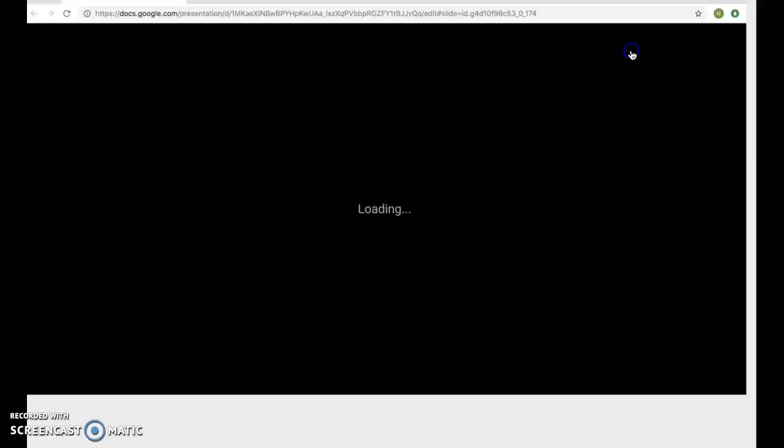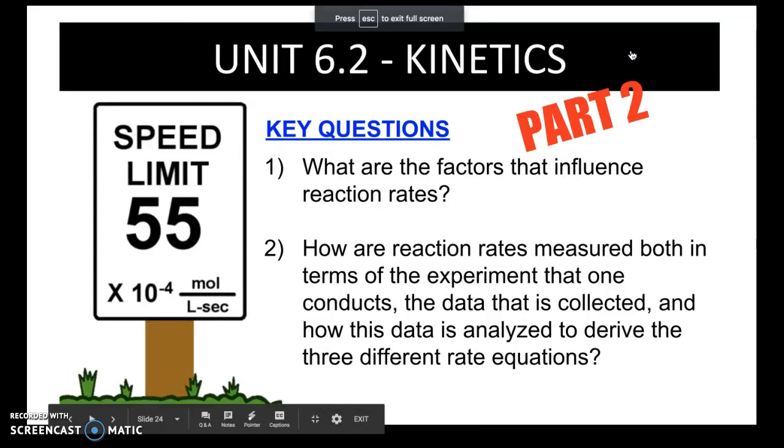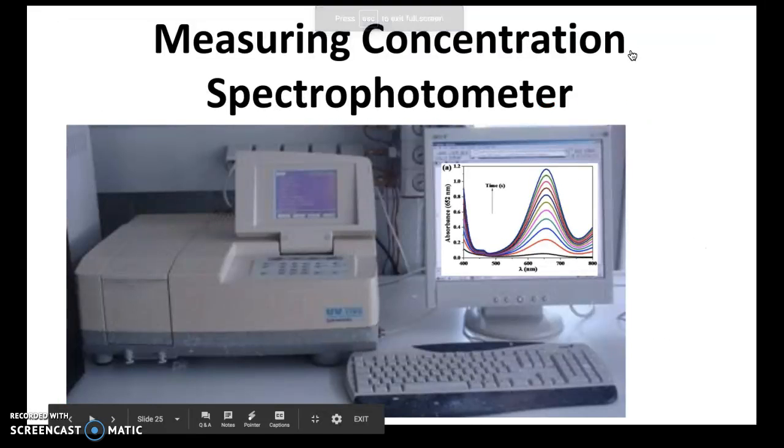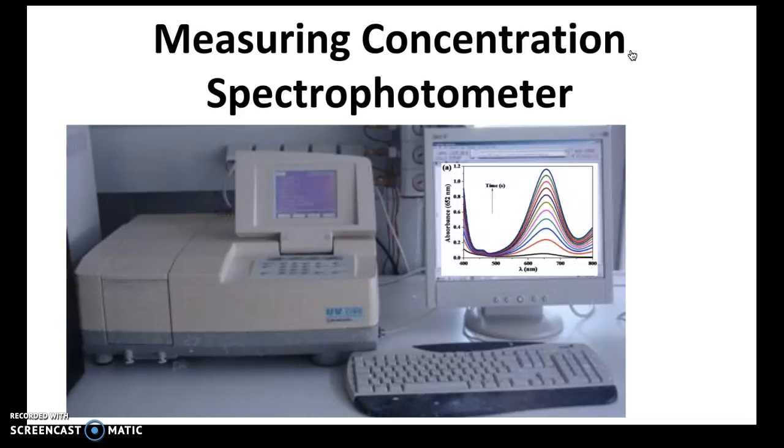Hi, and welcome back. Unit 6.2. This is part 2 of 2. So in part 1, we talked about how we measure the concentration of a solution using a spectrophotometer.